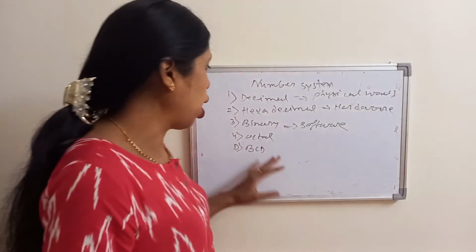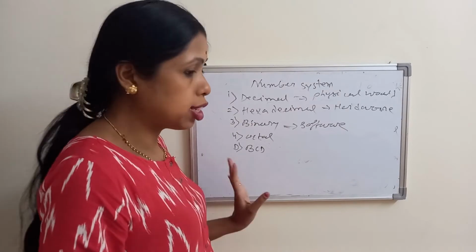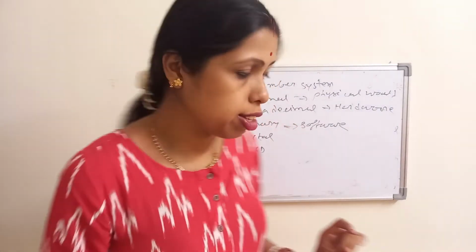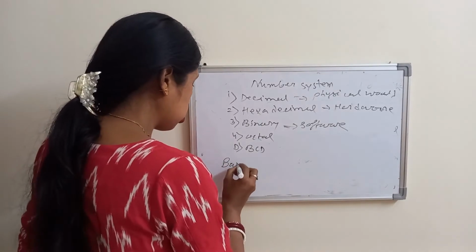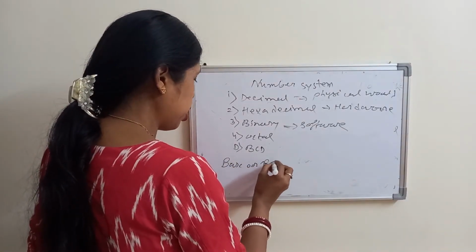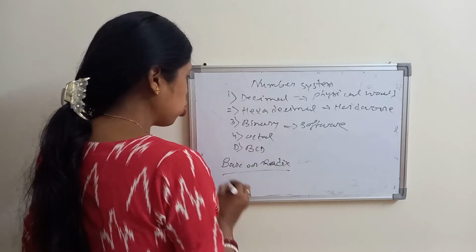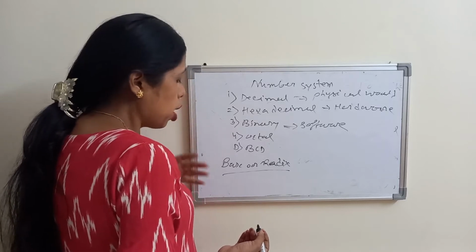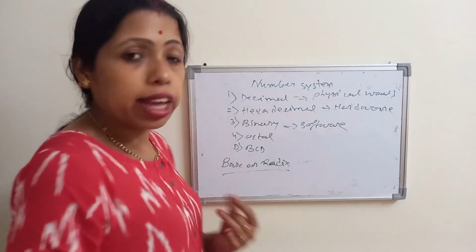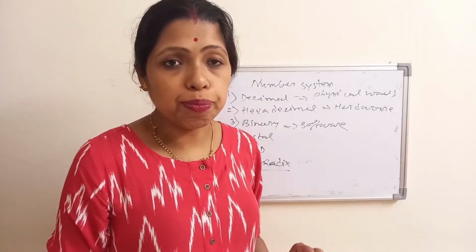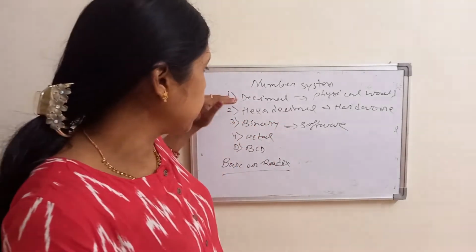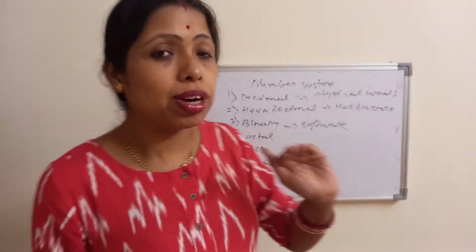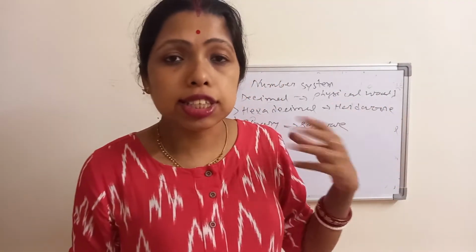How can you represent these numbers? One term is the base or radix. This is a term to represent how many distinct numbers are there in each and every number system. By using the base or radix we can calculate it. This is the basic term to represent any kind of number system, or how many numbers are there in any number system.